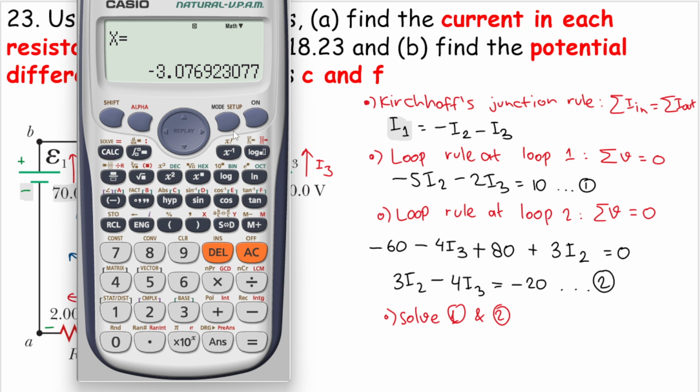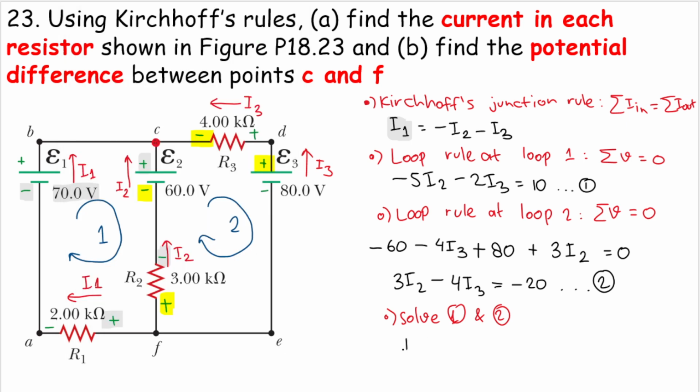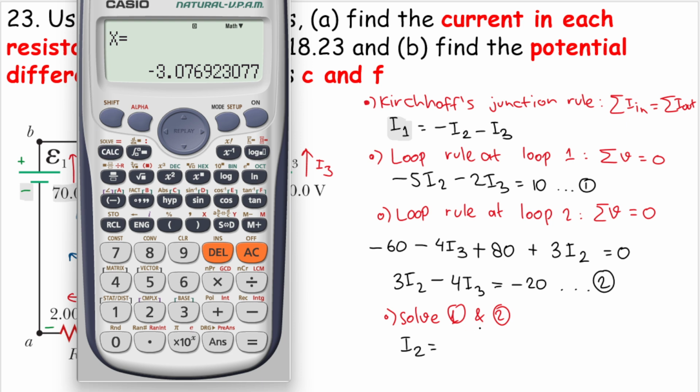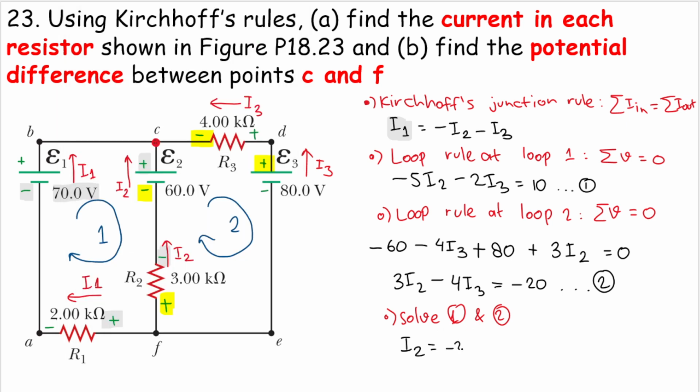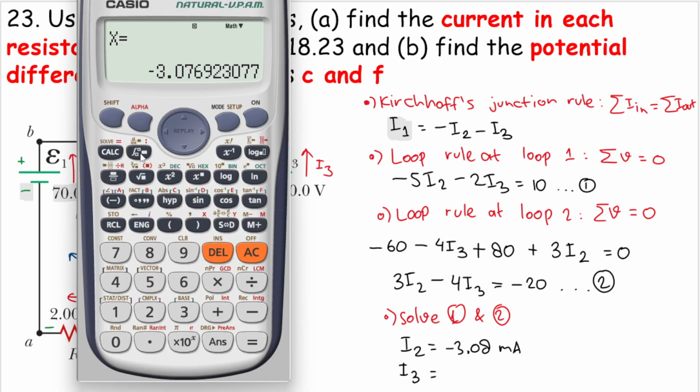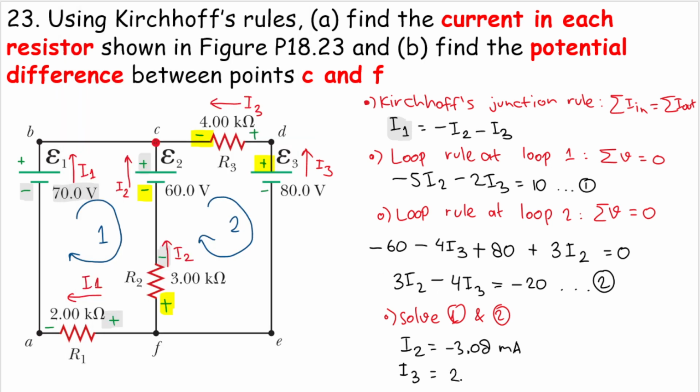So we will have the value of I2 here. I2 is minus 3.08. Okay, so we'll have I2 that will be minus 3.08. And the unit here will be in milliampere. And what is I3? I3 here is the Y value, right? So we will have, where is my calculator? Okay, that will be 2.69. Okay, so we have 2.69 milliampere.